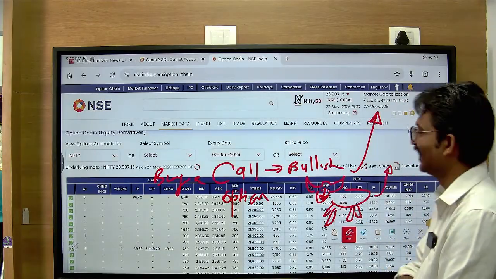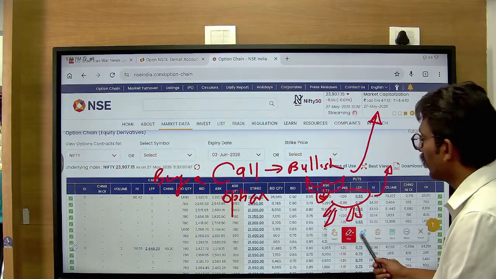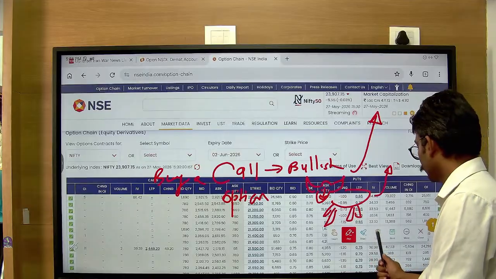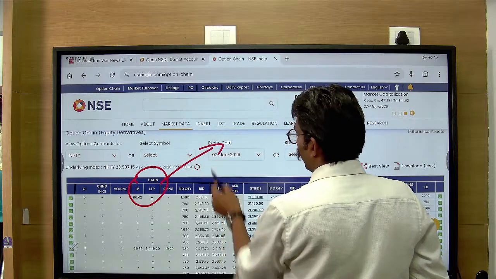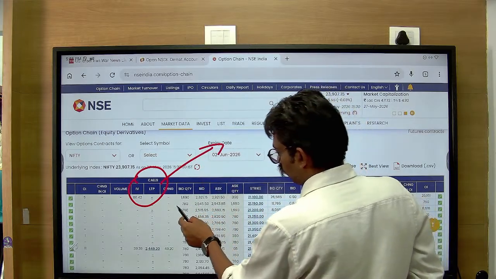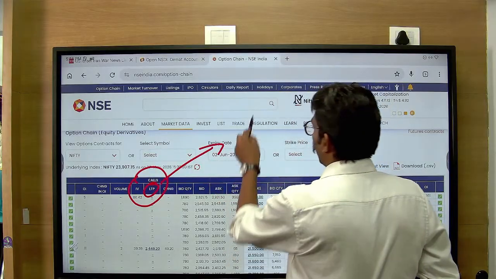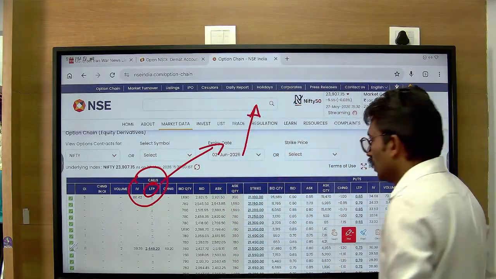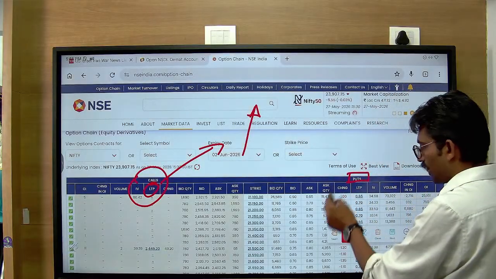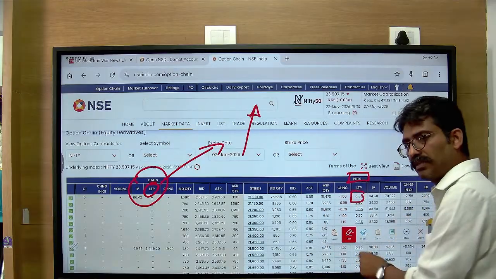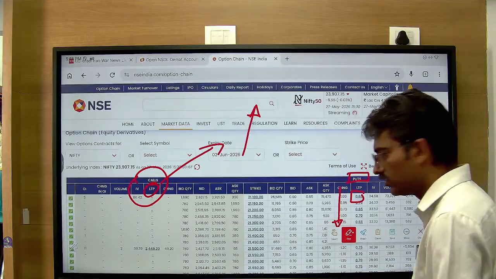Okay. So you are expecting the markets to move up when you are buying a call option. When you are buying a put option, what are you expecting? When you are buying this instrument, at this price, you are expecting the markets to go bearish, or down.